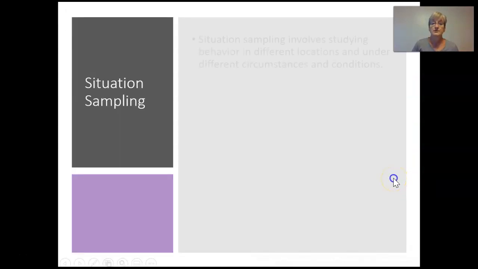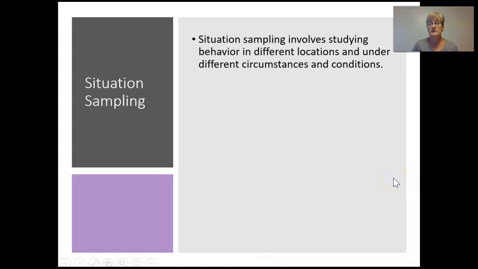There is something called situation sampling, and what's involved here in terms of making your observations is studying behaviors in locations that vary, and doing so under different conditions. I'll go back to the research on helping behavior.